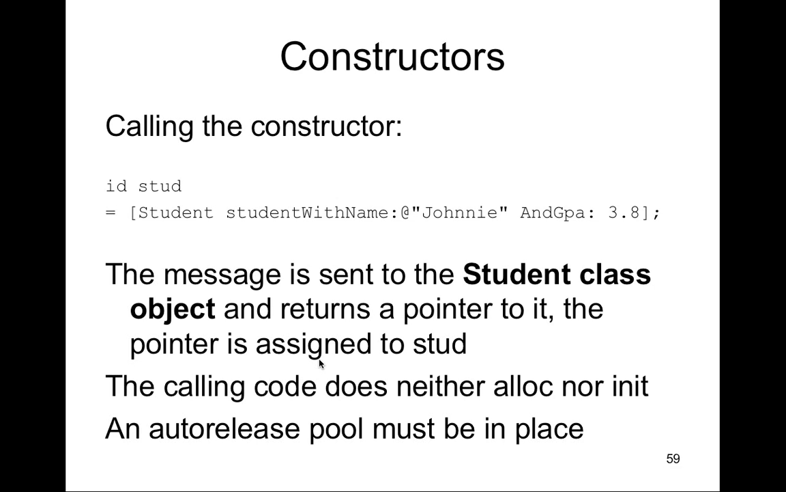So the message is sent to the student class object and returns a pointer to it, and the pointer is assigned to student, or stud, which is going to be a pointer value. So the calling code does neither an alloc nor an init. So this is what I'm talking about. This is out in the main program. This is essentially what you're looking at. But all of the inits and the alloc and everything is embedded inside of the class. So the object itself is doing its own allocation.